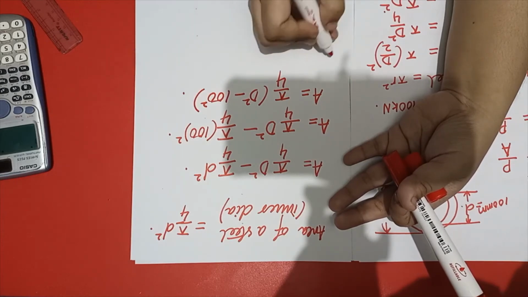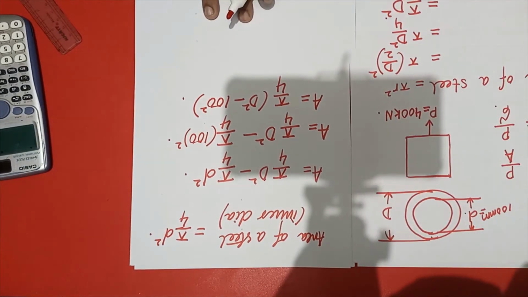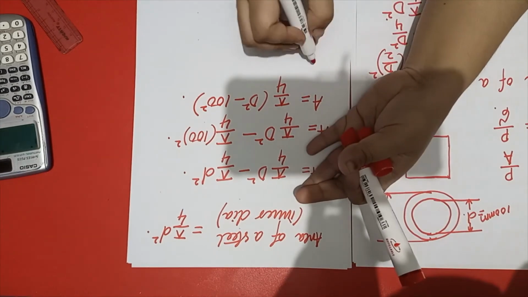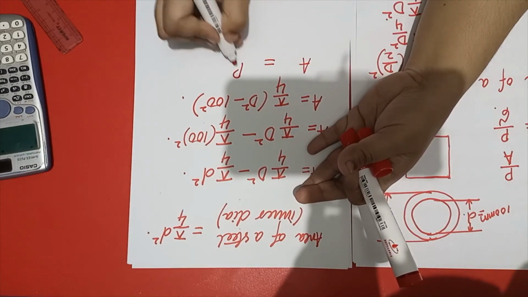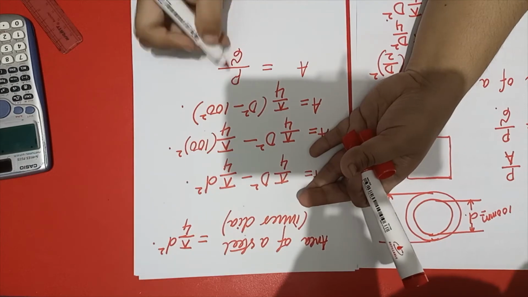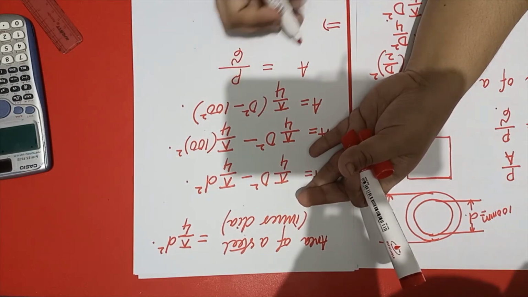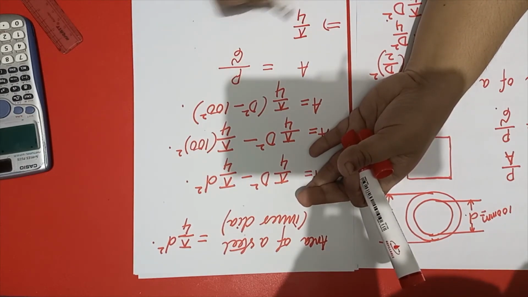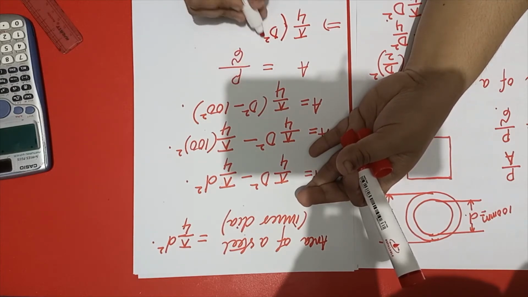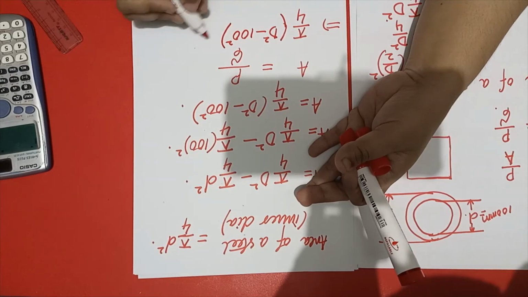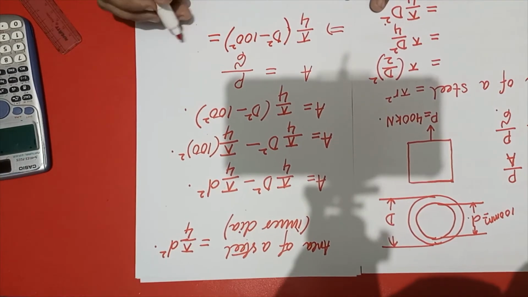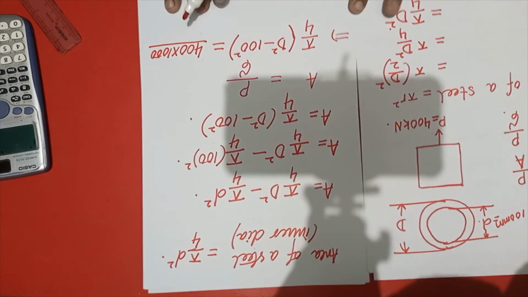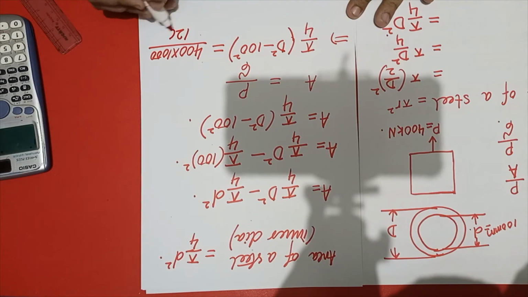So let's put it in the stress formula. Area is equal to P over stress. So I will put the value of area, pi by 4 into D square minus 100 square, and what is the value of P? That is 400 kilonewton, so we can put 1000 here, and in stress we will write 120.